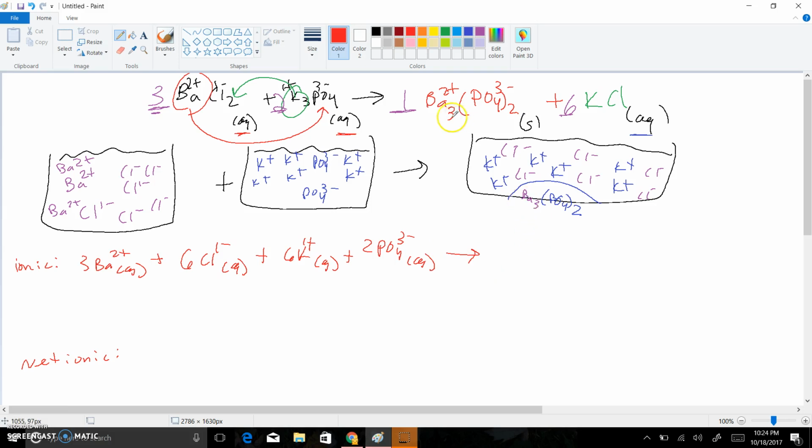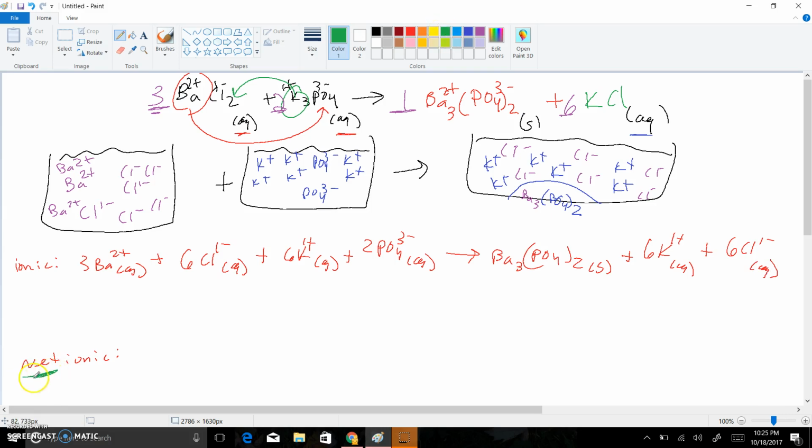Going on to the products, anything that's a solid will stay together in my ionic equation. So I have my barium phosphate, which will stay together as my solid. And my potassium chloride is aqueous, so it does have to separate. So I'll have to take my 6 Ks, the plus, and my 6 Cls, the 1-, and separate those. So this would be my ionic equation. It shows any of the ions you have.